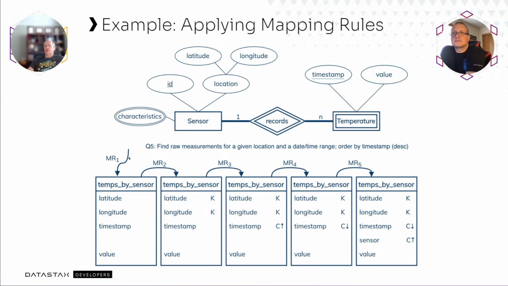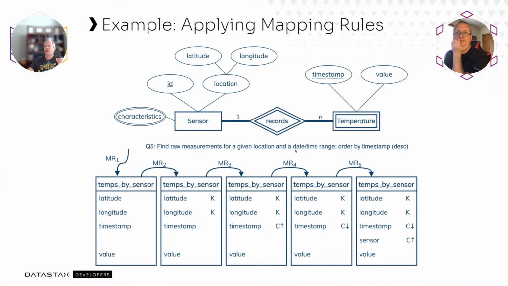So the first mapping rule: I'm going to query temperatures based on the sensor location. So this is what I'm going to have. I'm going to add latitude, longitude, timestamp, value. So attributes from both entity types. The second rule, equality. So I'm going to have location fixed to some value. So these two will become the partition key, right? So these two will be first. They will form the beginning of the primary key. In our case, it makes sense to make them both partition key, denoted as K.